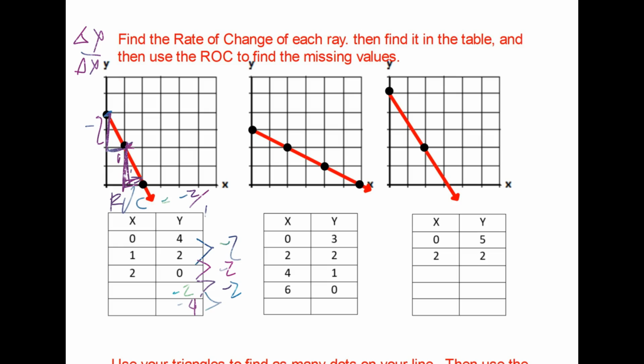All right. How does 0 become 1? Add 1. How does 1 become 2? Add 1. How does 2 become what? 3. Add 1. How does 3 become what? 4. Add 1. So my slope, I'm going to put rock at the top and slope at the bottom, is going to be negative 2 over 1.